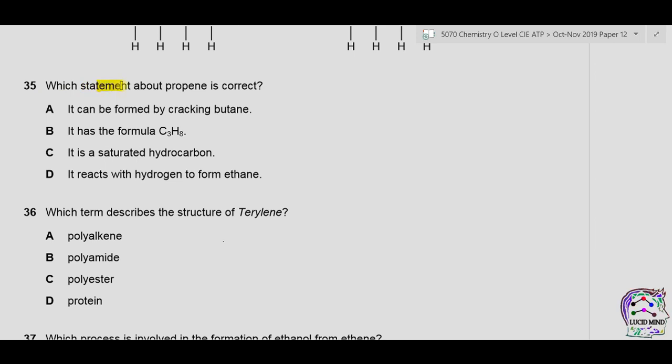Question 35. Which statement about propene is correct? Now propene is an alkene and the general formula of alkene is CnH2n. So if there are 3 carbon atoms, then there must be 6 hydrogen atoms present. A. It can be formed by cracking butane.